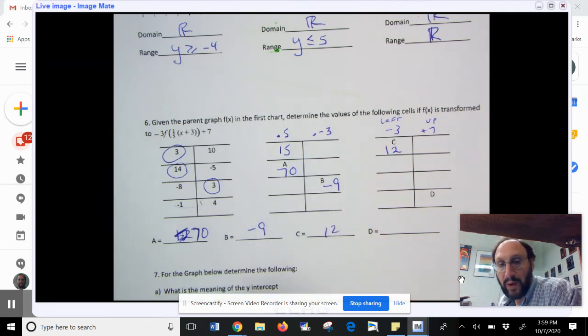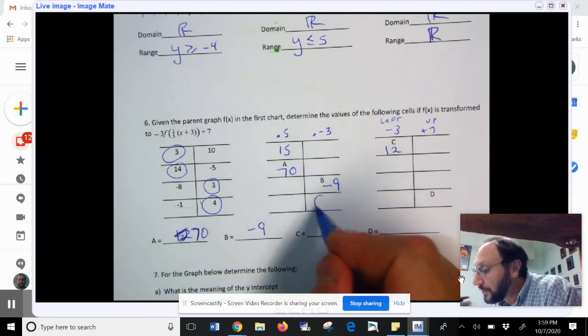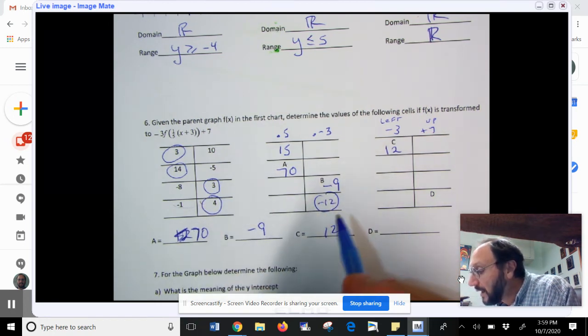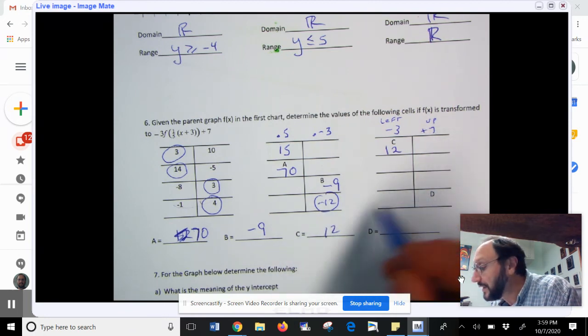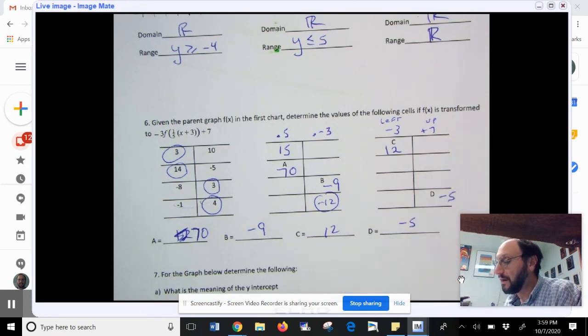And the last one requires us to do two things. We need to start with a 4, multiply it by -3 to get -12. And then we add 7 to that because it's going up. So -12 plus 7 is -5. And there's our values for all the charts.